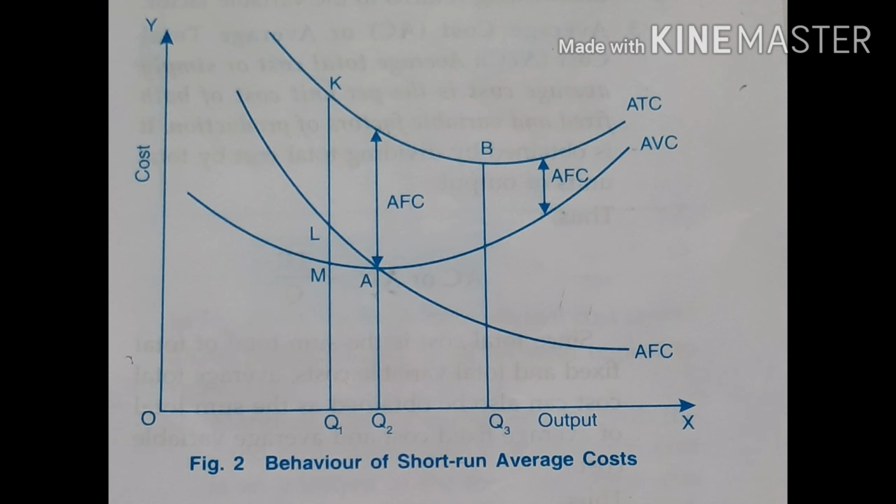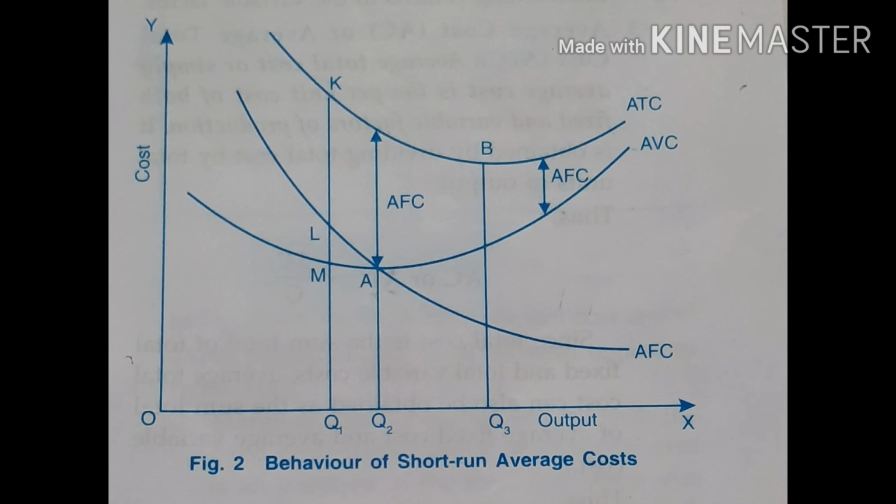Then we come to the AC curve, that is the ATC curve or AC curve; average total cost and average cost are the same. Now the average cost curve will always lie above the AVC curve, as you can see in the diagram. Actually the ATC or AC curve lies above all the curves. Why? Because ATC or AC is the summation of both AFC and AVC, so it lies above the AVC curve at all levels of output.